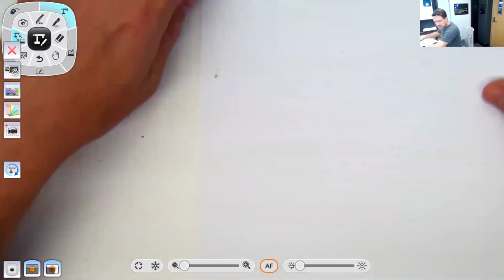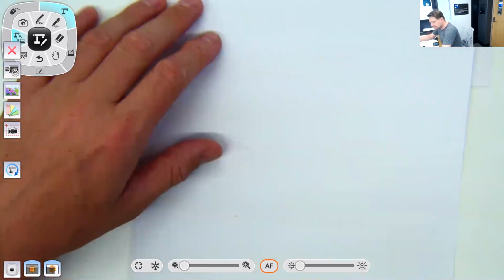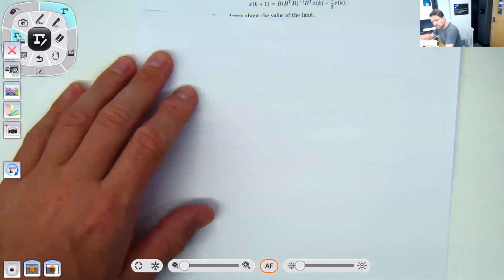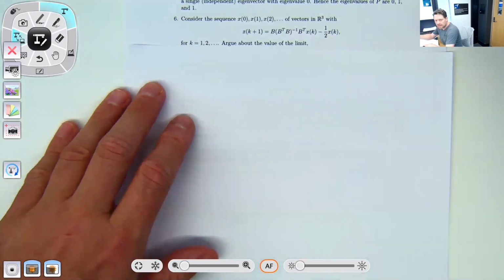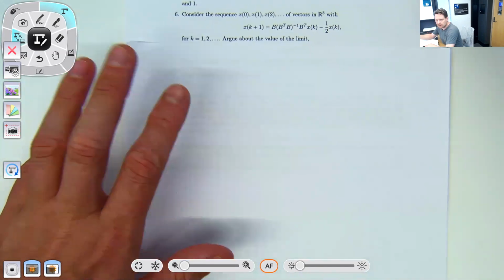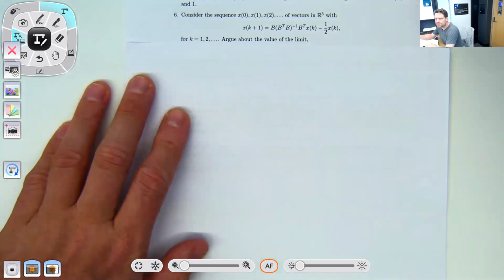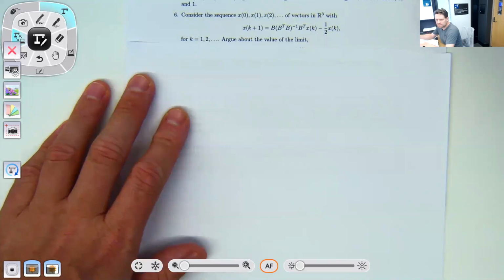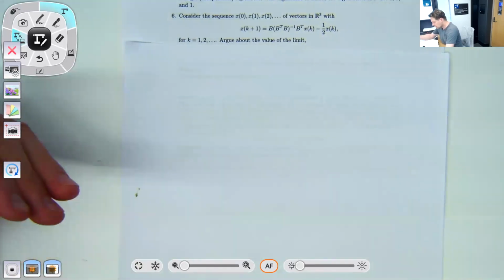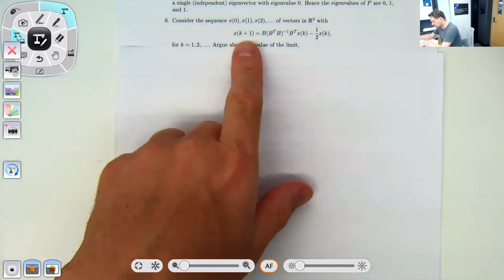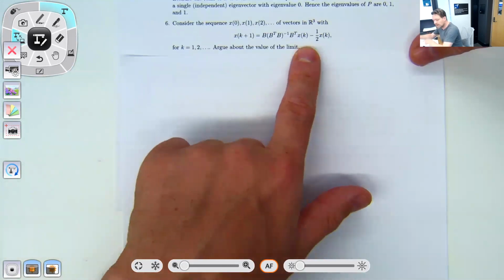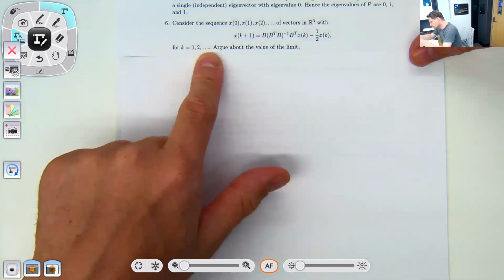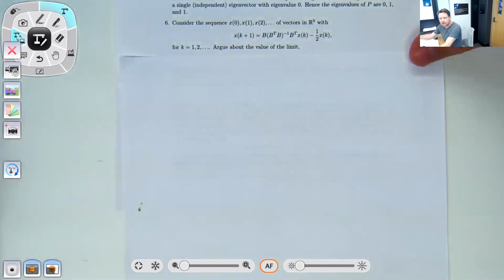Okay, now let's have a look at question 6, which is the last question on your quiz, which says, consider the sequence x of 0, x of 1, x of 2, and so on. These are vectors in R3, and x of k plus 1 is equal to this projection matrix times x of k minus 1/2 x of k. And that's defined for k equals 1, 2, etc., all the natural numbers.